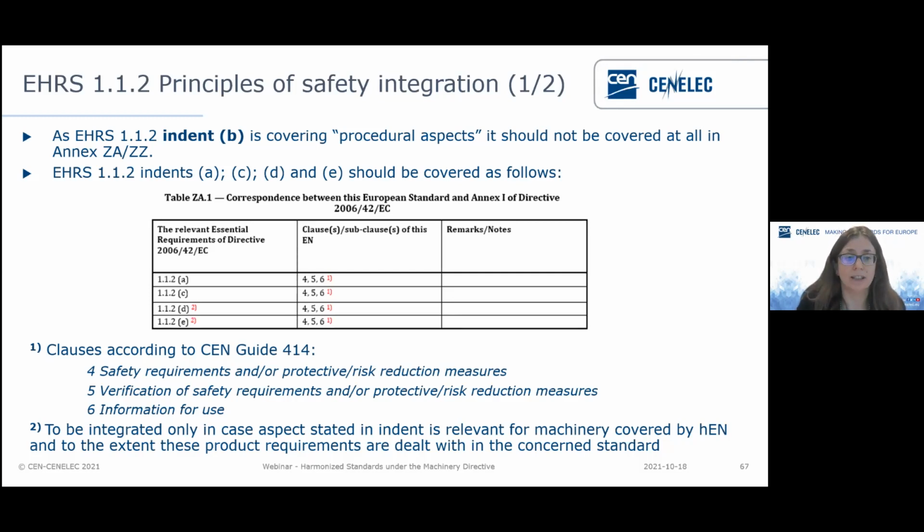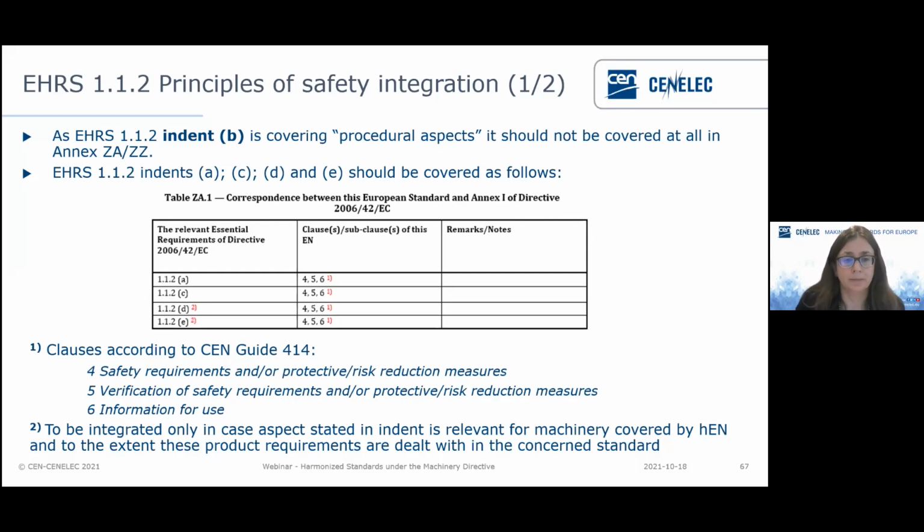main numbers of these clauses that deal with safety requirements, protective risk reduction measures, verification of these, and information for use. Most usually, this will be the clauses number 4, 5, or 6, but check how it is done in your standard, because this can be also sometimes different numbers.